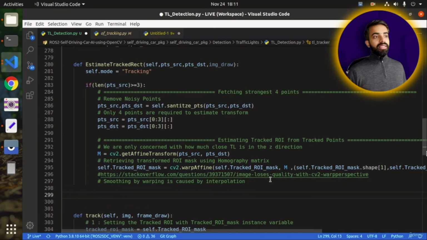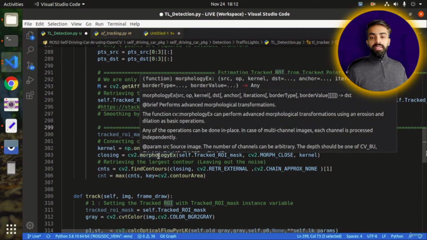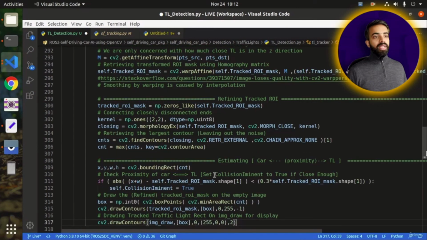For the next step, we simply define the region of interest that we have extracted previously using warp affine. And by refining, I mean I simply remove the small noise and also connect the disconnected portions. Then, once we have that defined track region of interest, we do the fourth and final step in this particular function, that is estimating the proximity of the car to the traffic light.